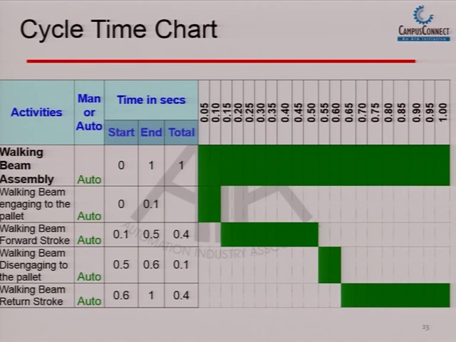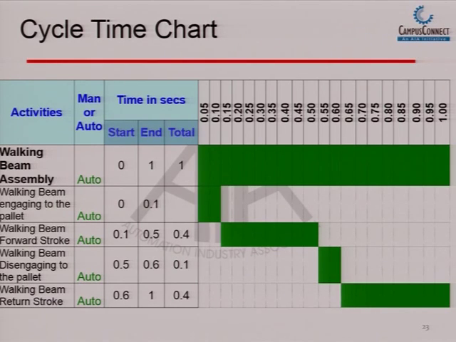So here is how we draw a cycle time chart. This is something that we have designed on Excel. So these are different things that you have. You have the walking beam. It engages with the pallet. It does the forward stroke. It disengages with the pallet. It does the return stroke. So this is how the walking beam works.